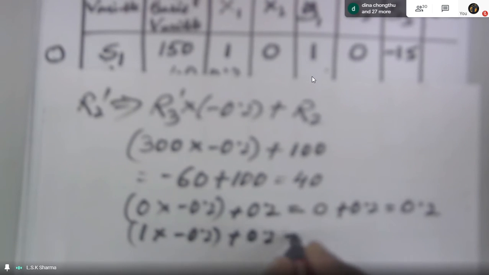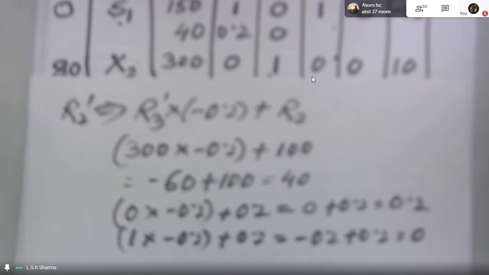Okay. Now the next one is 1 into minus 0.2 and plus here also was 0.2. So 1 into 0.2 is minus 0.2 and plus 0.2, it becomes 0. And my objective was to get this 0 out here.